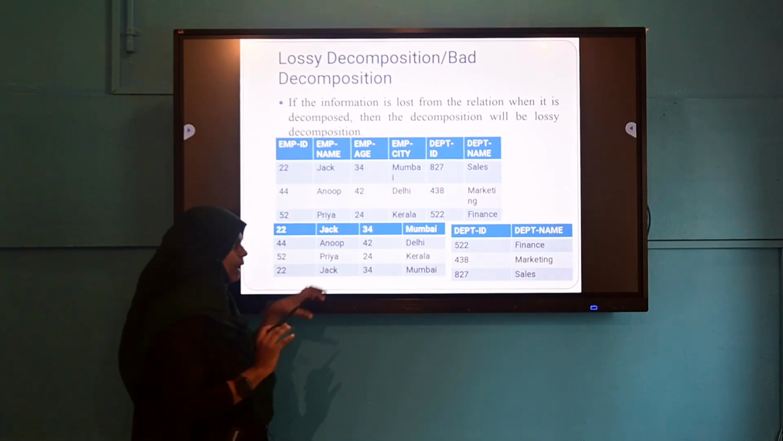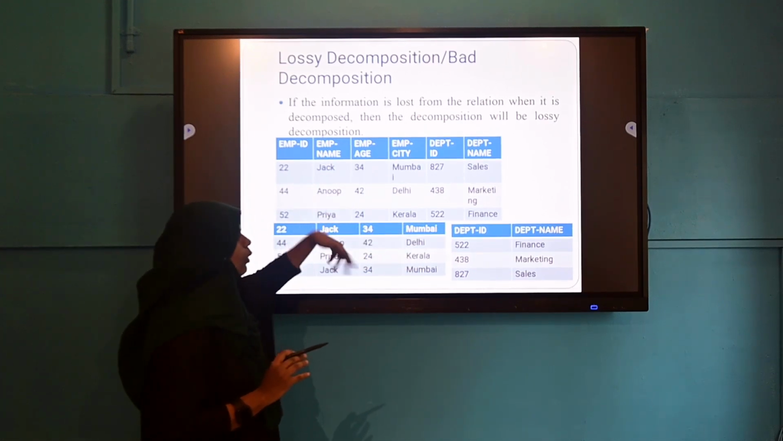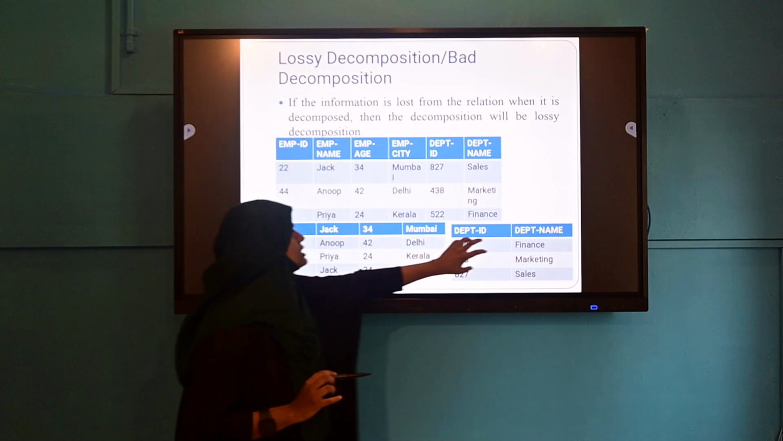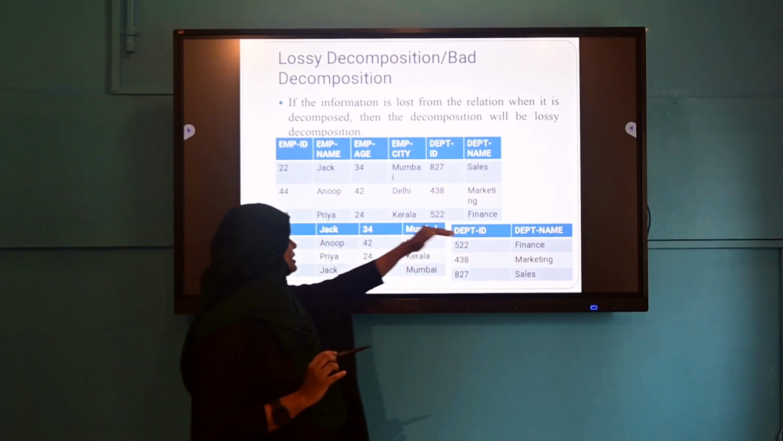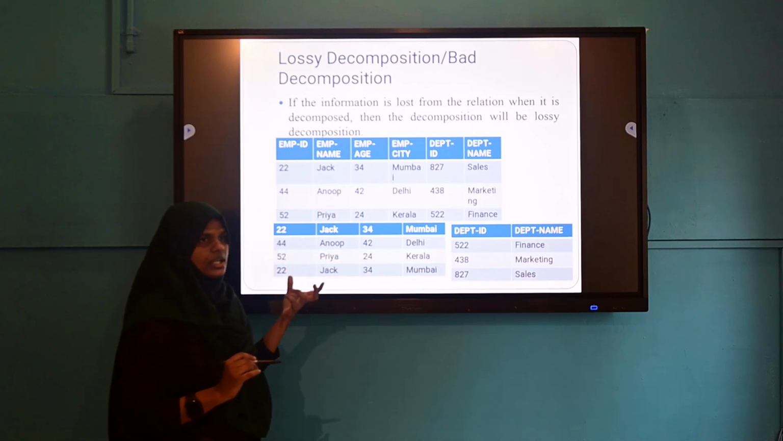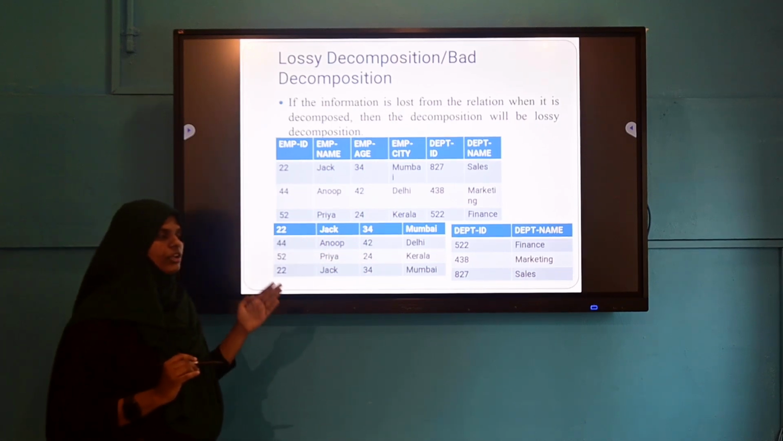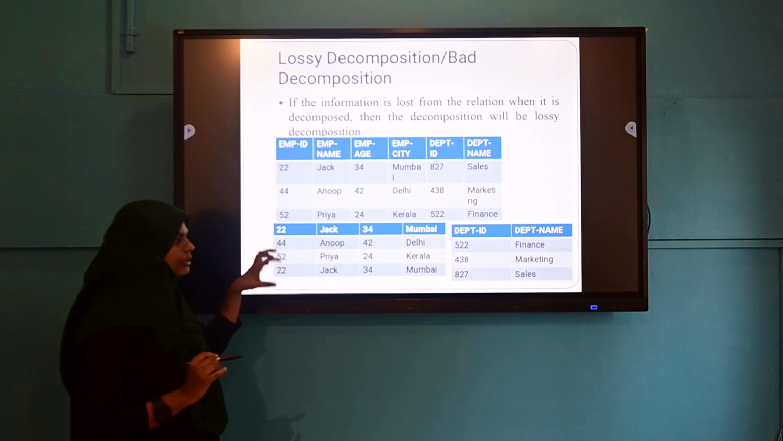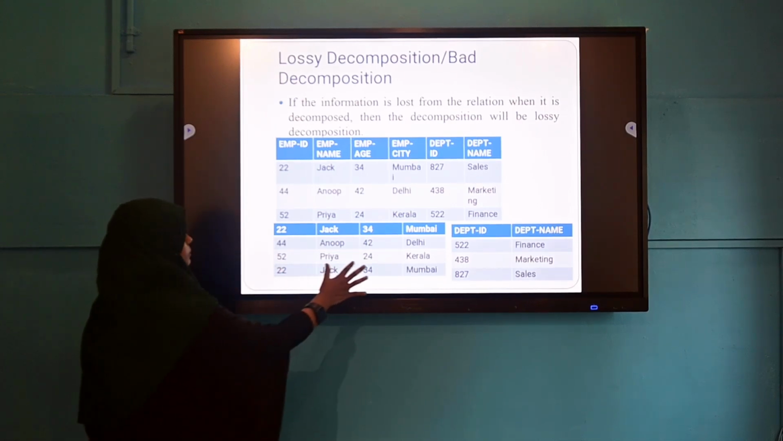When combining these 2 tables, the order may be changed because there is no common part between this department table and this employee table. So the order may be changed. That means some information will be missed during combining. So this is known as lossy decomposition.